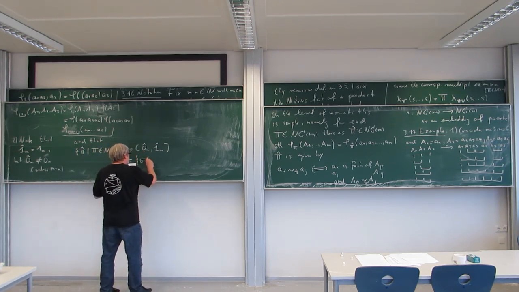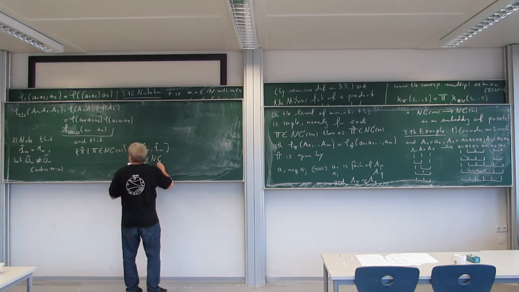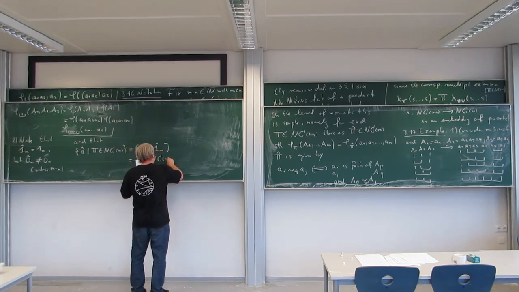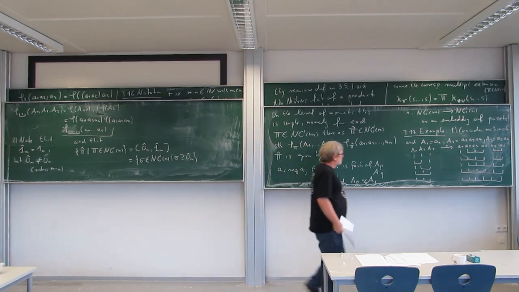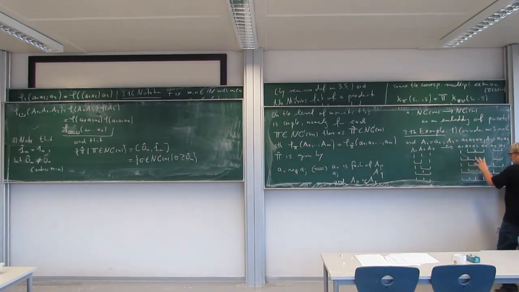Those are all the sigmas in NC of N, and sigma is larger or equal to 0M. So all the guys which are showing up on this side in NC of 6 are the non-crossing partitions which are just bigger than this one. Because if I want to have anything which is greater or equal to this one, then what I have to do is start connecting some of the blocks which I have here in a non-crossing way. That's exactly what we are doing.